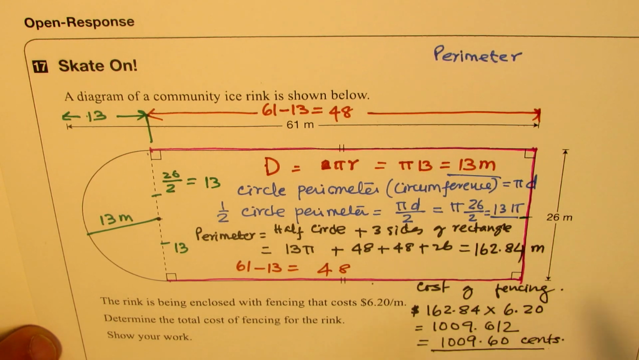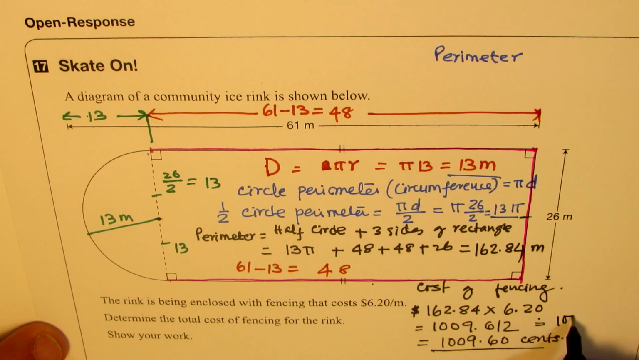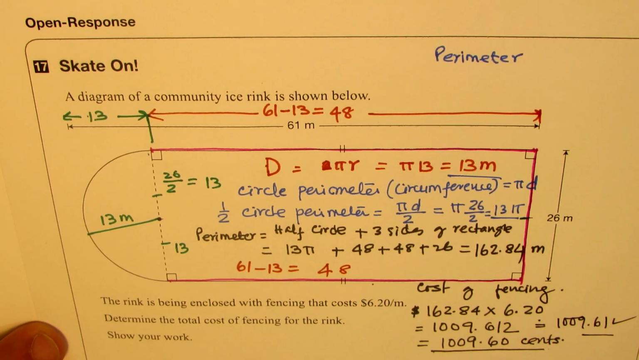You could also write approximately as 1009.61. That is also correct. This is also correct, okay? So that is how you could actually answer this question. I hope it makes sense. Perfect. Now let's move on and take question number 18.